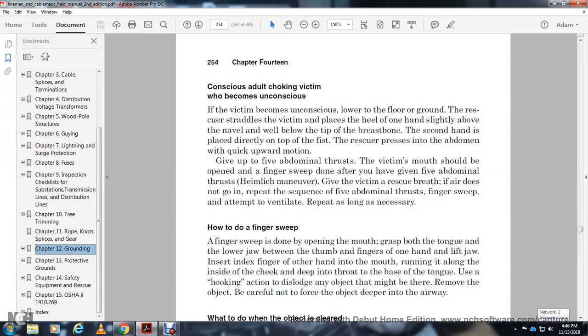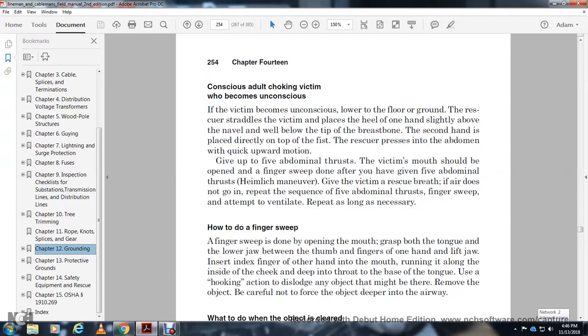Alright, continuous adult choking who becomes unconscious. If the victim becomes unconscious, lower them to the ground with the rescuer straddling the victim. Place the heel of one hand slightly above the navel and below the tip of the breastbone, place the other hand directly on top of the first, and press into the abdomen with a quick upward motion. Give up to five abdominal thrusts.